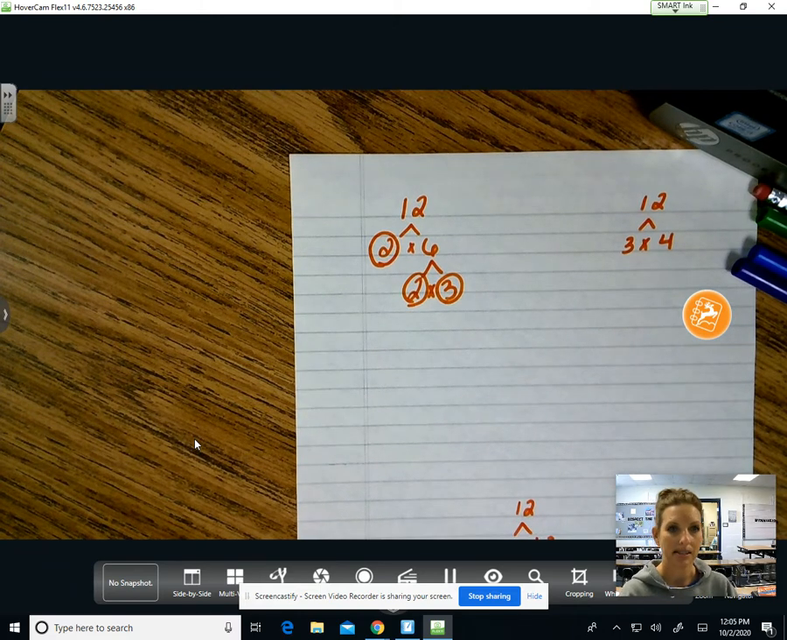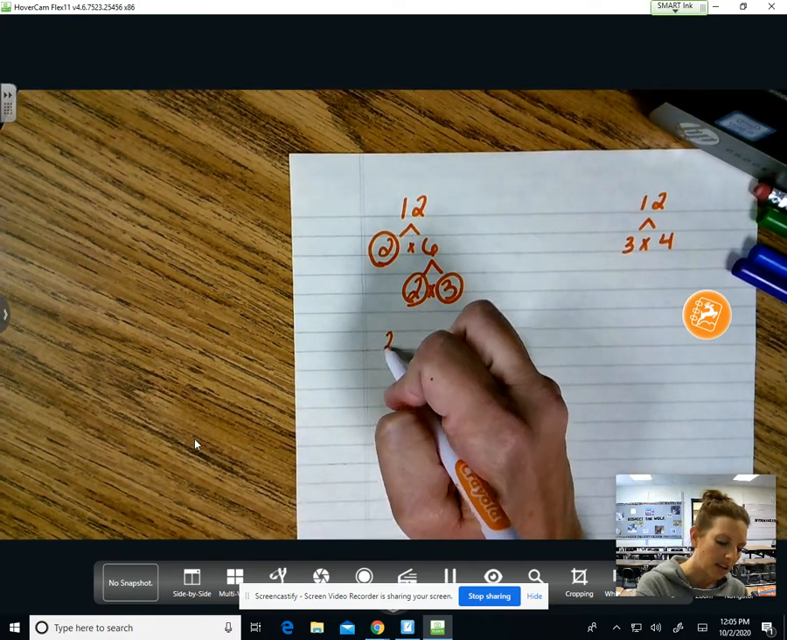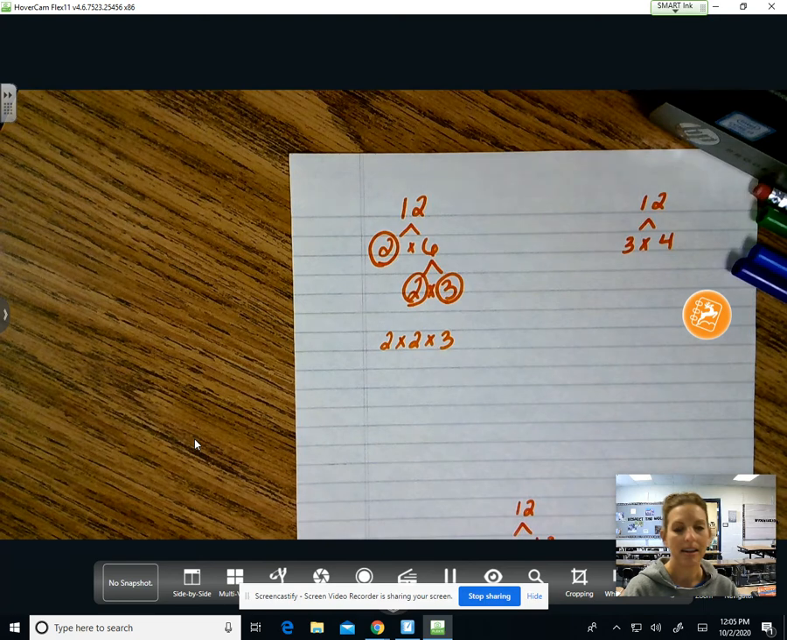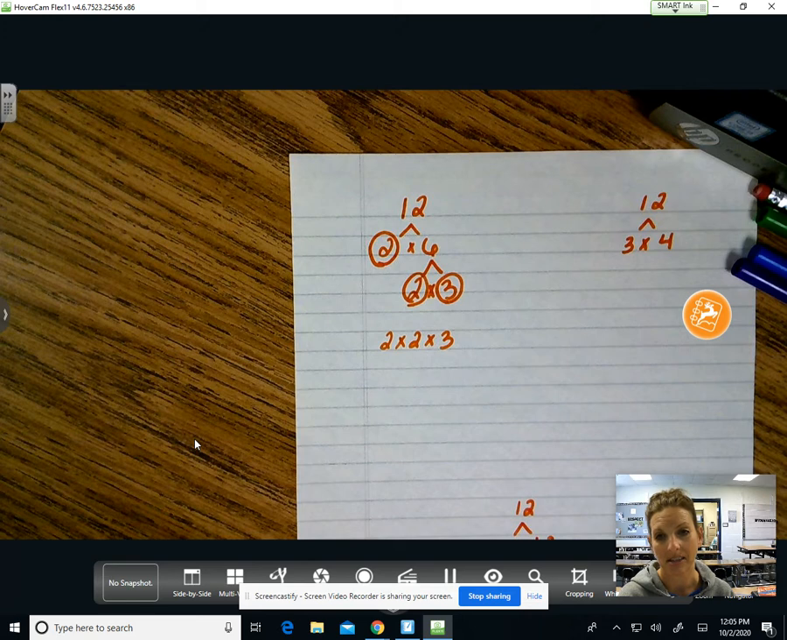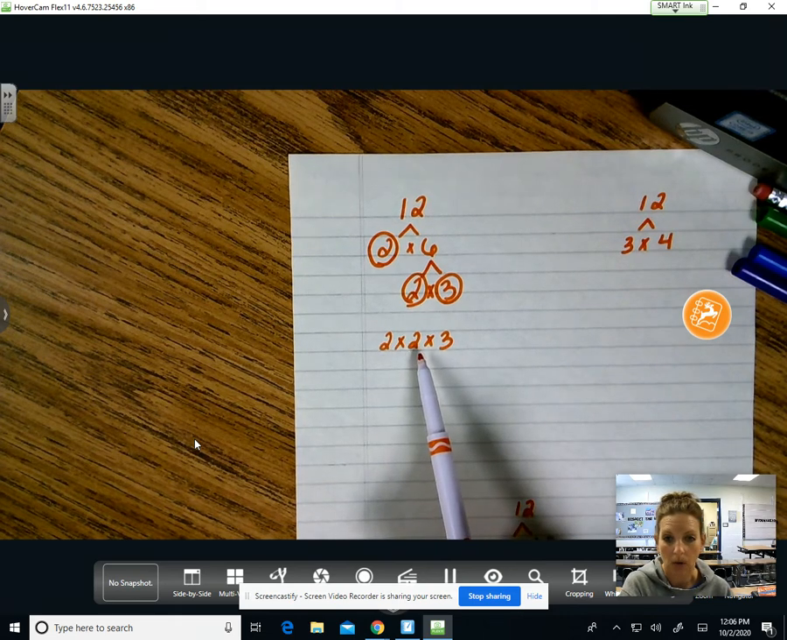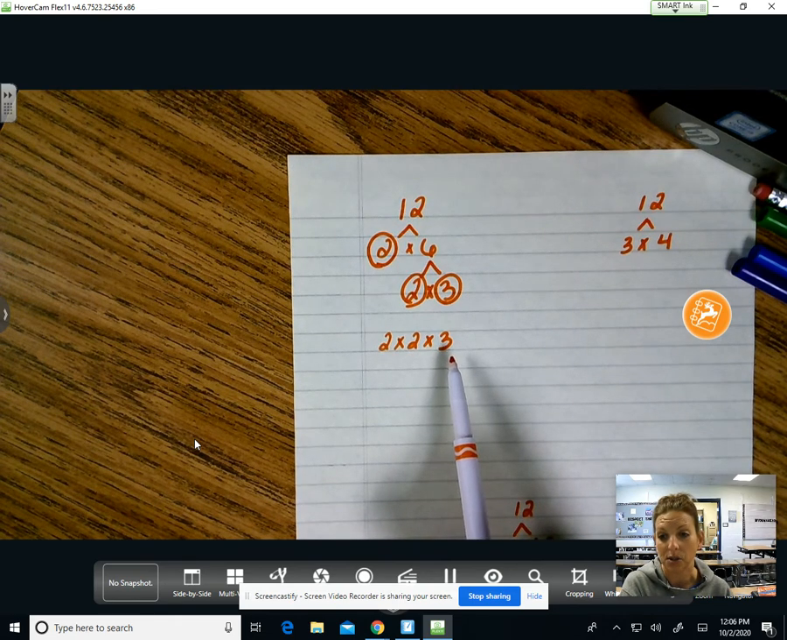And my last step that I'm going to have you focus on today is just taking those prime numbers and writing them in numerical order, from least to greatest, using the multiplication signs in between. The reason we do that is because if you go back and multiply these together, 2 times 2 is 4, times 3 gets you 12. Okay?